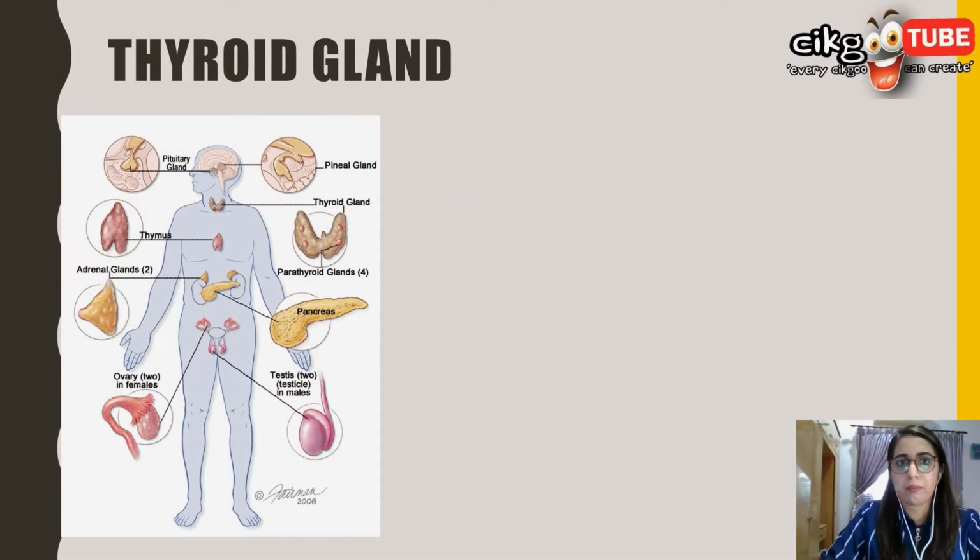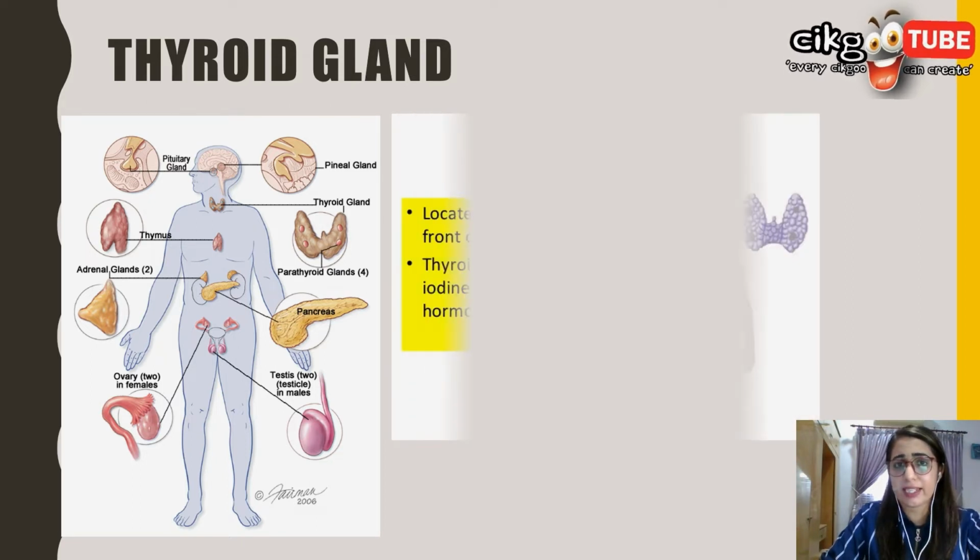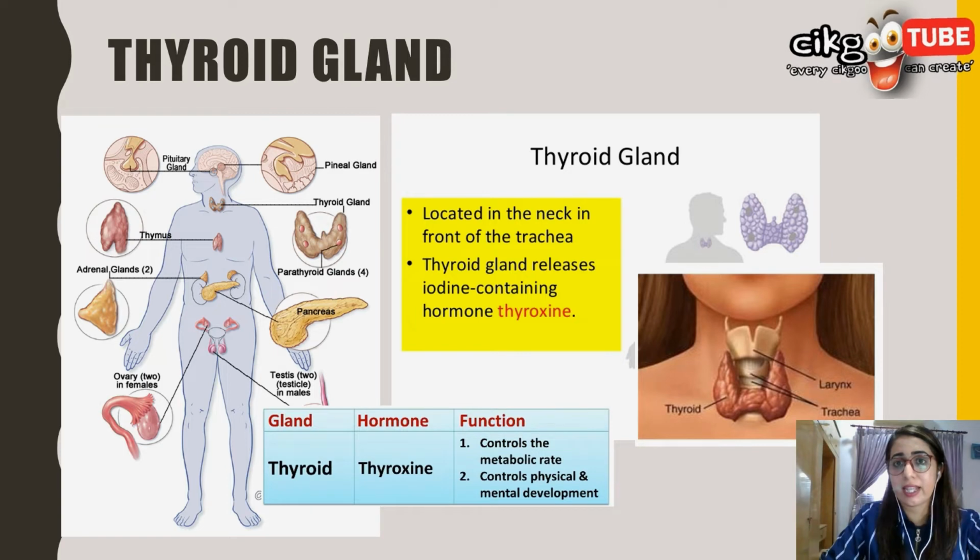Okay, so let's look at the glands themselves. The first one, let's look at the thyroid gland. The thyroid gland has the shape of a shield, and it lies in front of the neck. This gland secretes thyroxine, which contains iodine. The thyroid stimulating hormone, or the TSH, from the pituitary gland stimulates the secretion of thyroxine. The function of thyroxine is to speed up cell metabolic rate, and stimulate normal physical growth and also mental development.